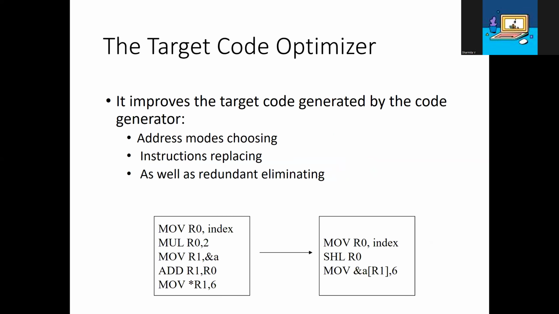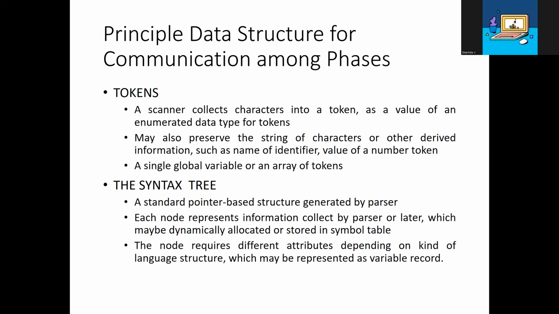Next is the target code optimization. We are converting this particular code into optimized code. The main purposes of code optimization are address mode choosing, instruction replacing, and redundant elimination. Then, for the principle of data access and communication among the phases, each and every token is passed on, and the syntax tree is created.